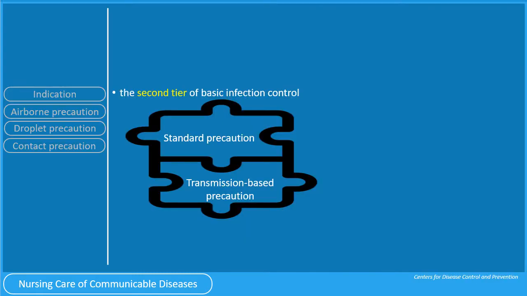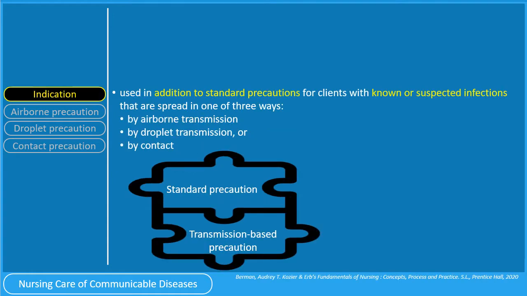As mentioned in our discussion in standard precaution, the isolation guidelines contain a two-tiered approach. The first is the standard precaution. The transmission-based precaution is the second tier of basic infection control. The transmission-based precautions are used in addition to standard precaution for clients with known or suspected infections that are spread in one of three ways: by airborne, by droplet, or by contact.